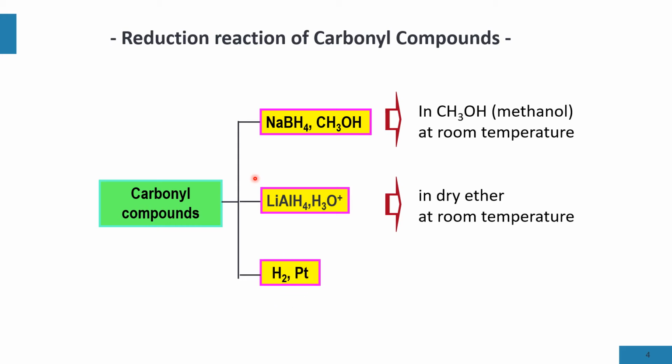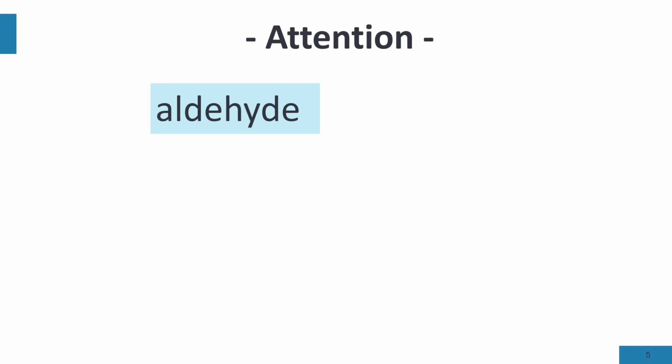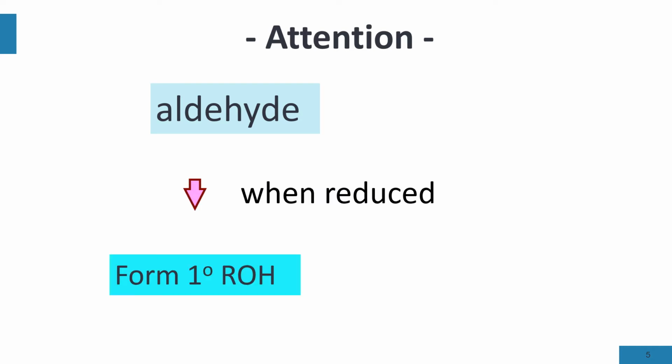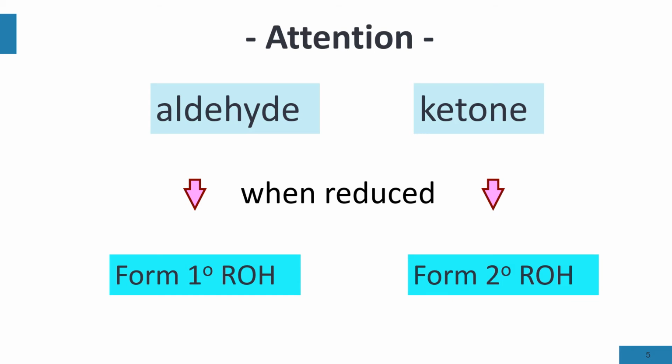Last, catalytic reduction. Catalytic reduction is generally carried out with metal catalysts such as nickel and platinum at high temperature. Attention, let me focus. Aldehyde can be reduced to primary alcohol, and ketone can be reduced to secondary alcohol. But for methanal, we reduce to methanol.